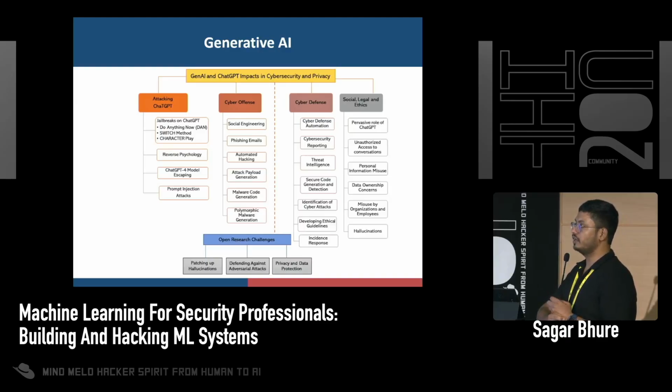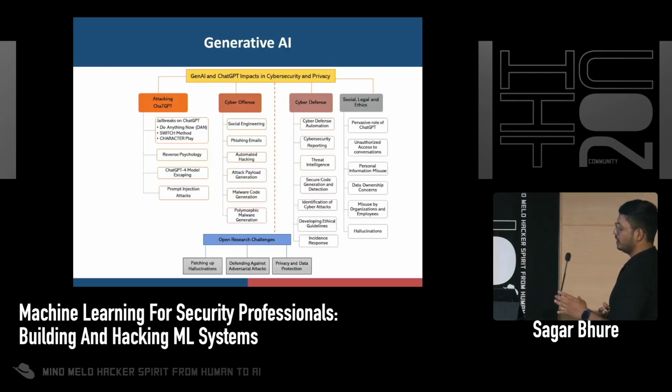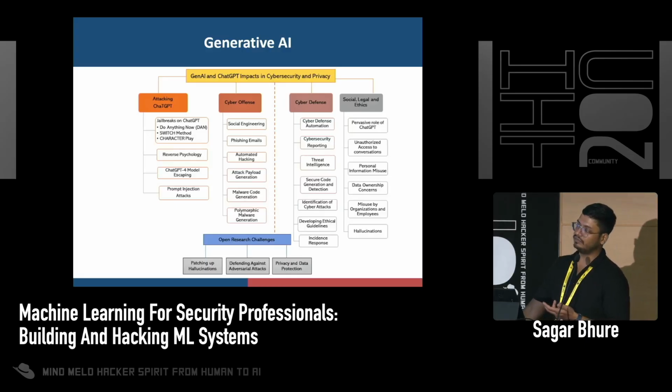Now there are ways where ChatGPT, or any LLM model to be precise, is getting exploited using jailbreak techniques, known as switch method, character play, and other model escaping methods. One of the last ones being the prompt injection attack, which I talked about. If time permits, I have one demo on prompt injection attack as well, or a CTF.